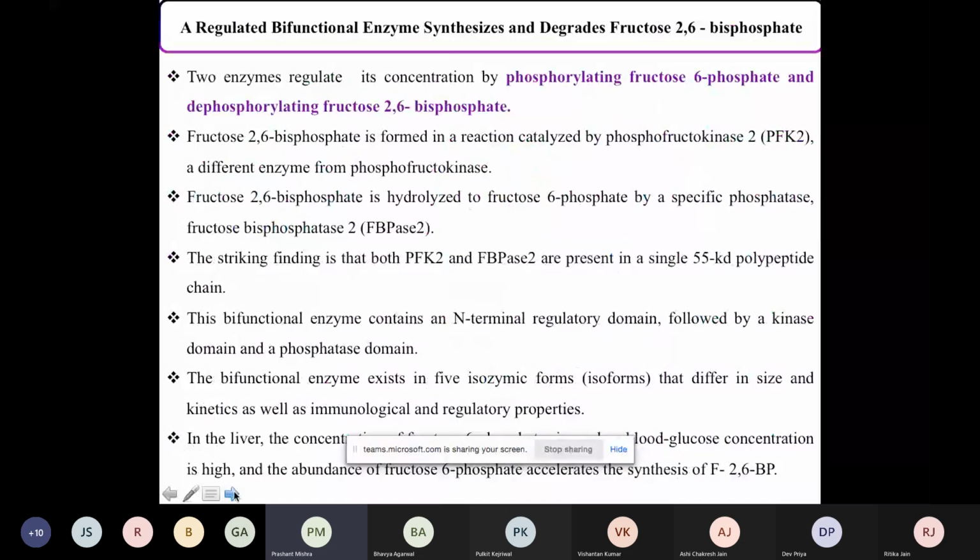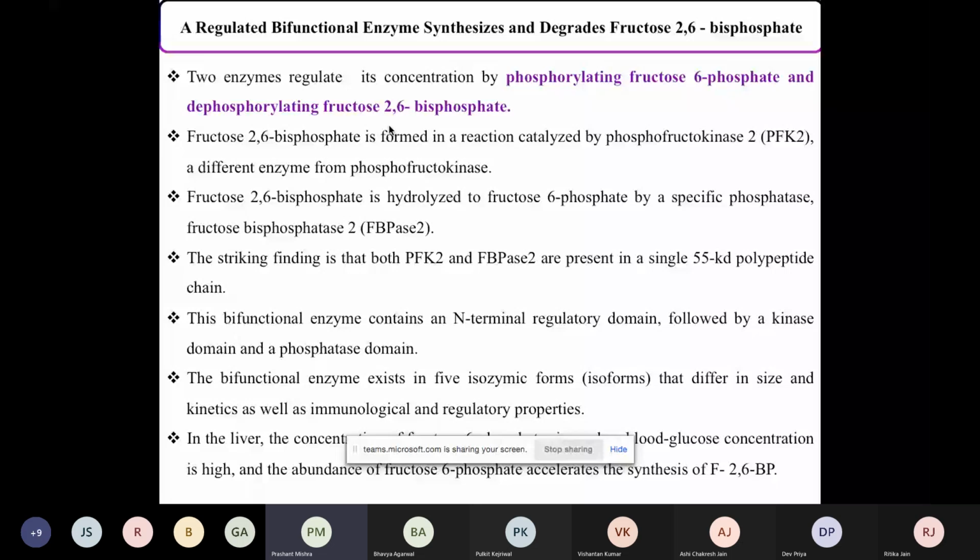Now it's a slightly complicated mechanism, and time is over, so I would like to discuss it in greater detail later. But the point to remember is that the enzyme regulates the concentration by phosphorylating fructose 6-phosphate to fructose 2,6-bisphosphate. In the normal glycolytic pathway, fructose 6-phosphate is converted into fructose 1,6-bisphosphate, but some amount of fructose 6-phosphate can also be converted into fructose 2,6-bisphosphate, which will be controlling the reaction. So 1,6-bisphosphate is for energy generation, and 2,6-bisphosphate is for the control of the reaction.